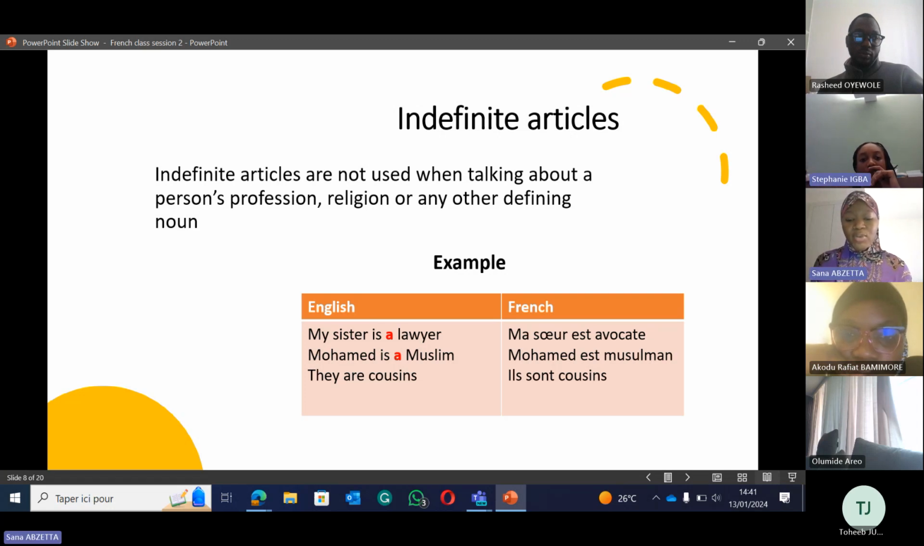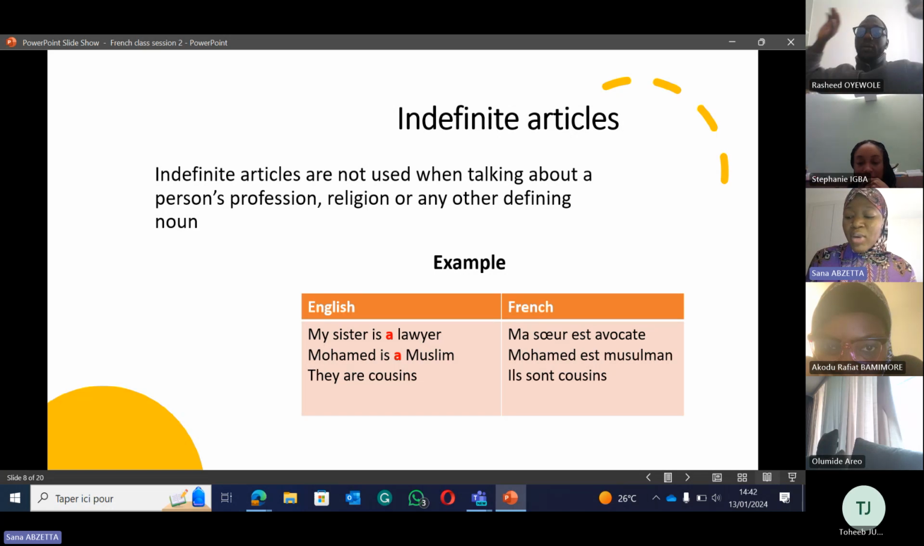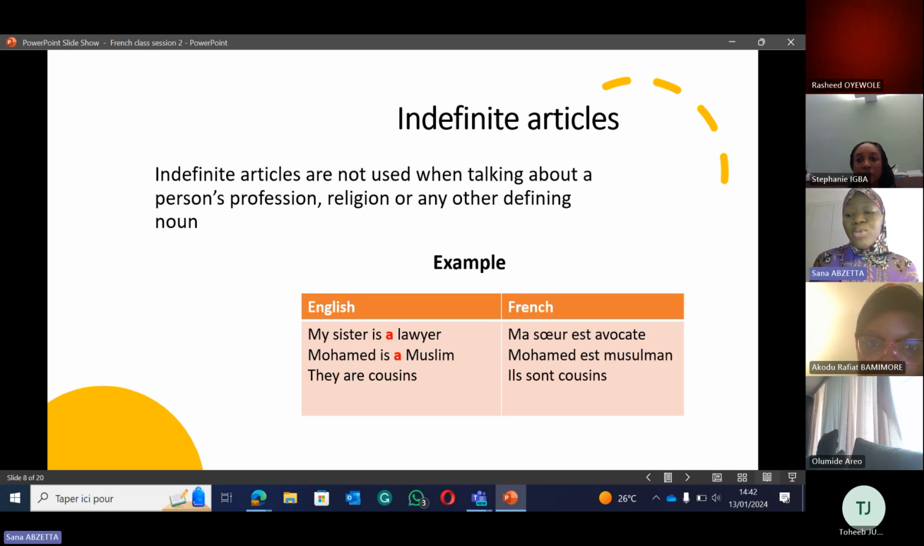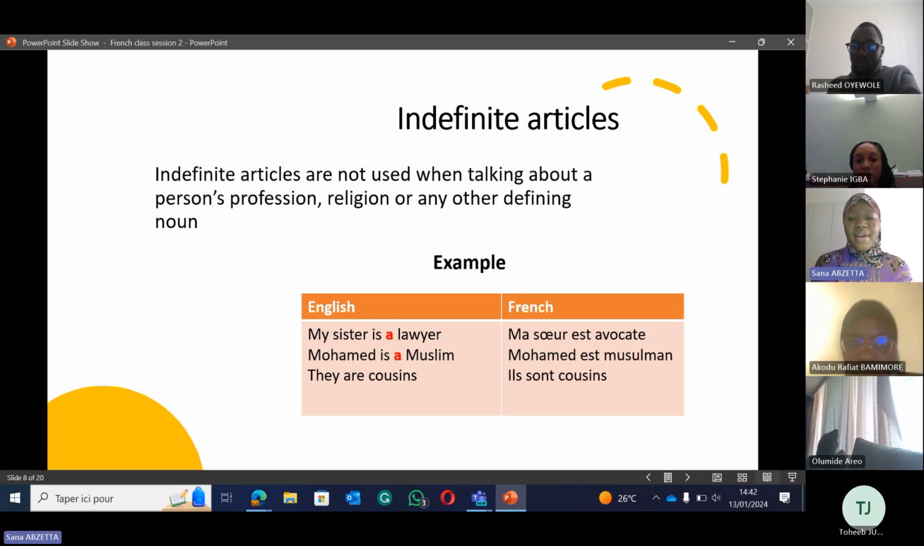So if you want, for example, to talk about your brother, you want to say that my brother is a student. If you want to translate it in French, the a, you do not translate it. You just say, mon frère est étudiant. There is no article when you want to talk about the profession. Or if you want to say Stéphanie is Christian, you don't say Stéphanie est une chrétienne. You just say Stéphanie est chrétienne without any article.